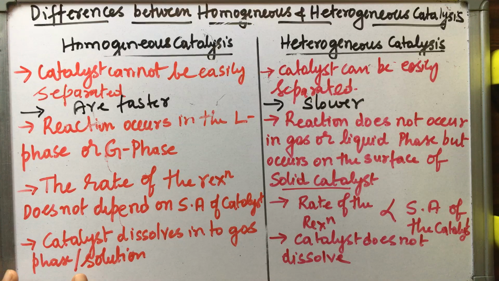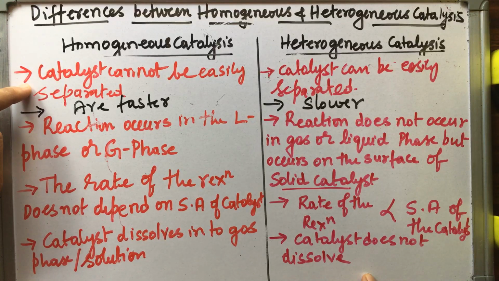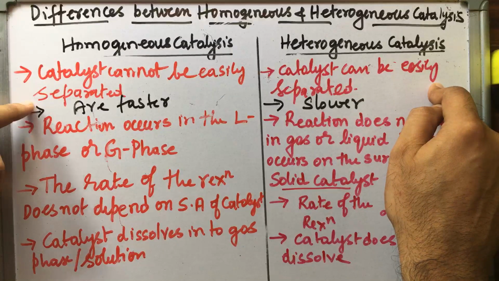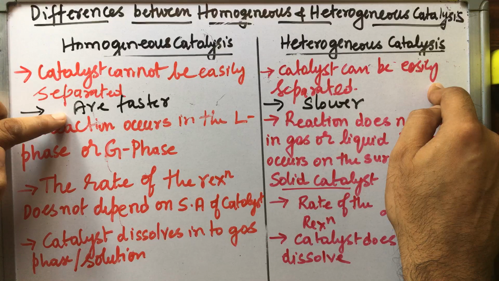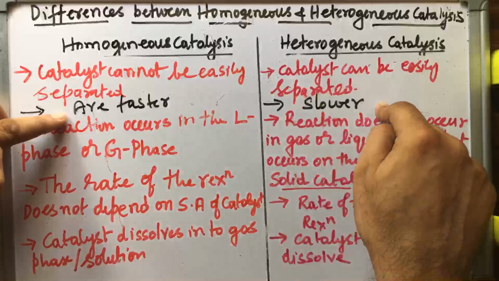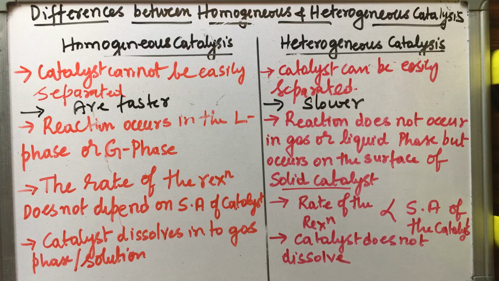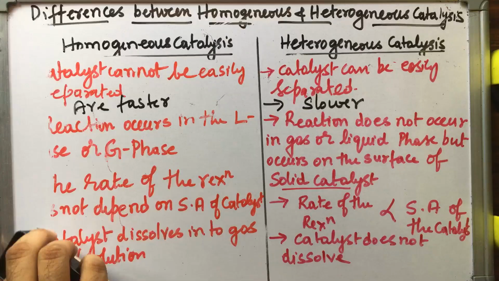Next point what we have studied was, catalyst dissolves into the gas phase or into the aqueous solution or solution medium; here the catalyst does not dissolve. Since it is dissolving here and not dissolving there, the catalyst cannot be separated easily in homogeneous catalysis. Here the catalyst can be easily separated. Since all of them are in the same phase, homogeneous catalyzed reactions are faster when compared to the heterogeneous reactions. So therefore, heterogeneous reactions are said to be slower. Okay, let us go for the next point that we need to study, the general characteristics of catalysts. This can be asked for 2 marks, students.